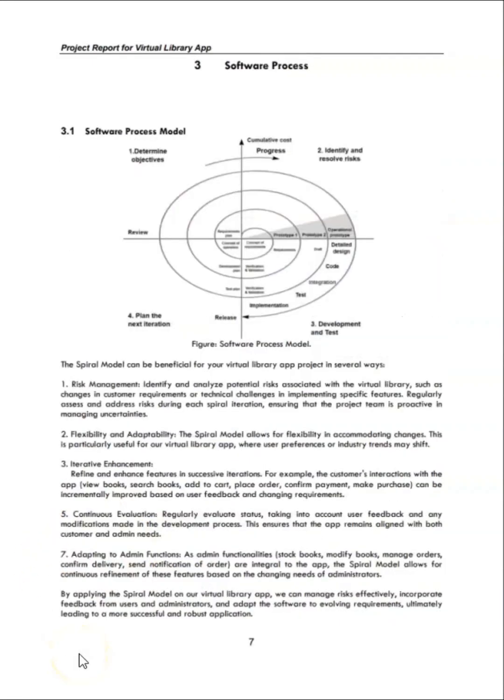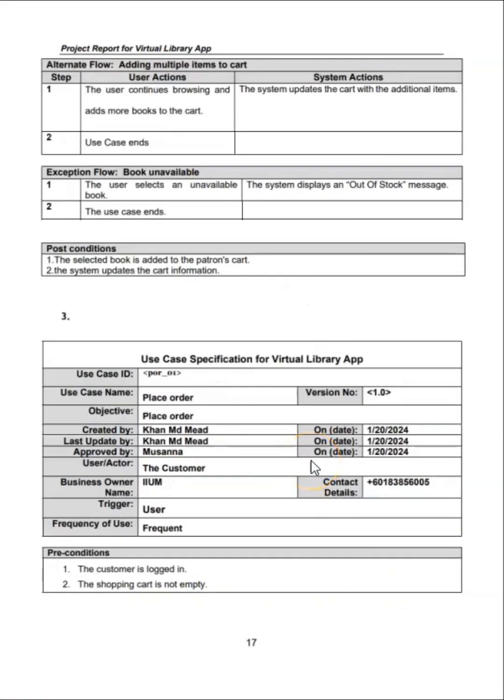For our virtual library app, the software process model we use is the spiral model, which is to determine objectives, cumulative cost, progress, identify and resolve risk, and development and test, and plan the next iteration. So now we move on to our use case specification for the virtual library app.